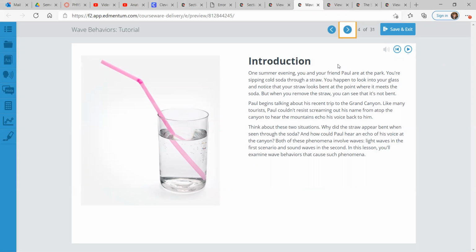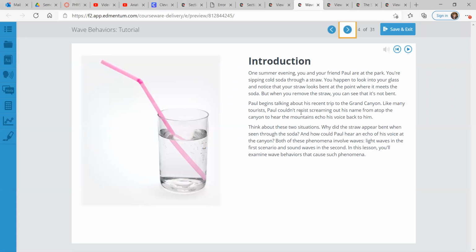So, introduction. One summer evening, you and your friend Paul are at the park, sipping cold soda through a straw. You happen to look at your glass. You see how this straw doesn't line up with the straw beneath it once it enters the water. Why does it appear that way to your eye? It looks bent, but then you take the straw out, and it's perfectly straight.